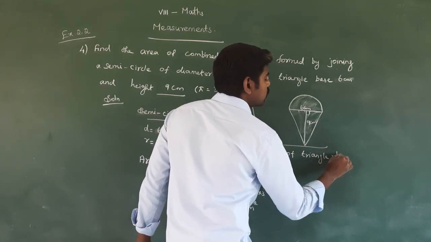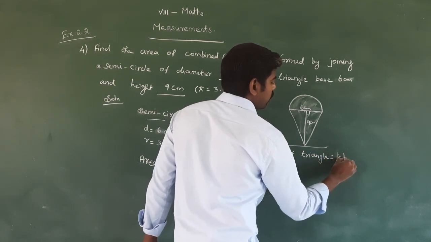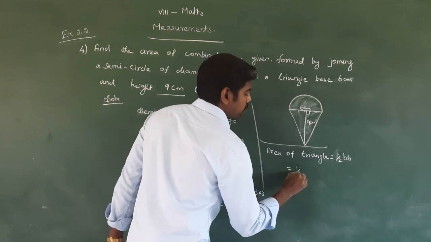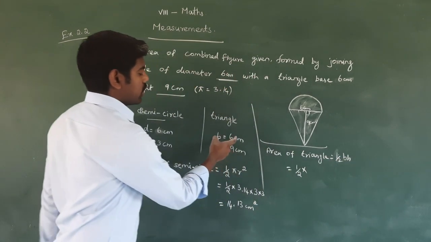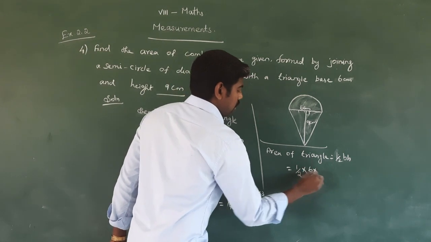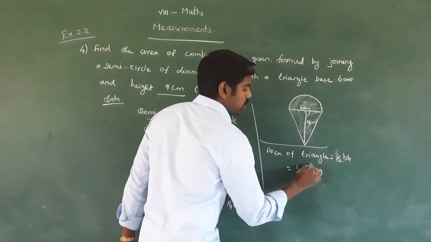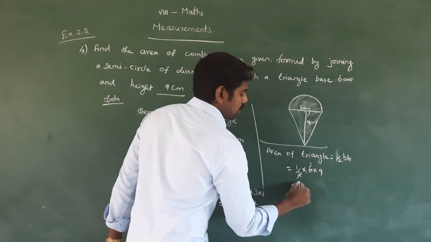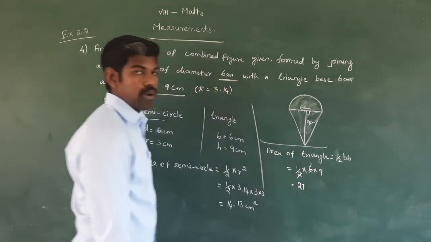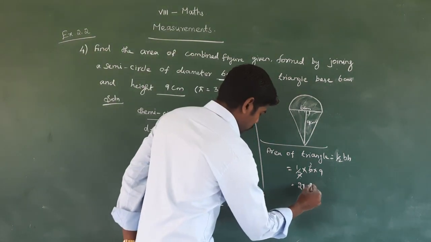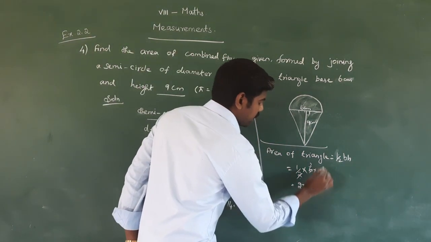Area of triangle is equal to half BH, which is 1 by 2 multiplied by base, which is 6, multiplied by height, which is 9. Using second table, 1 2 is 2, 3 2s are 6. So 3 9s are 27. Okay. So area of triangle is equal to 27 centimeter square.